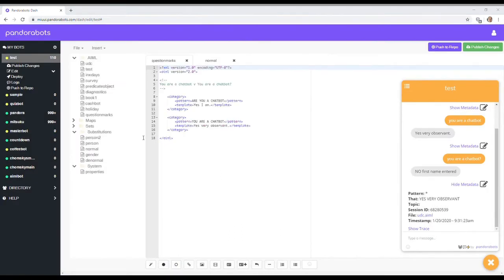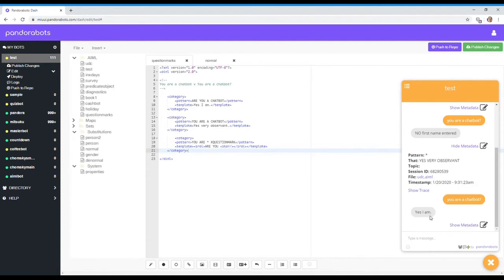So if I go back to here, what we need to say is, if anybody says "you are whatever", that really means "are you whatever". Let's try that. "You are a chatbot question mark." It goes down to "are you a chatbot?" It's detected this question mark at the end. So when they say "you are a chatbot", it calls this and replies back with "yes I am". Now the only problem with that is it's going to break a lot of your existing categories.